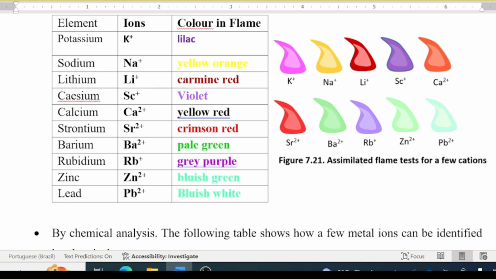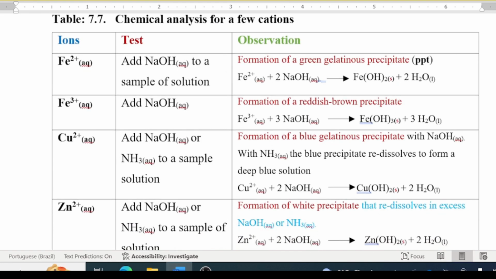Let us say you have a compound that's lost its label, right? And it belongs to one of these here. All you do is take a sample of it, do a flame test, and whatever flame you get, you match it with one of these. If you get a crimson red, it means that it is strontium ions that are present there. Some of these ions can also be tested by chemical means.